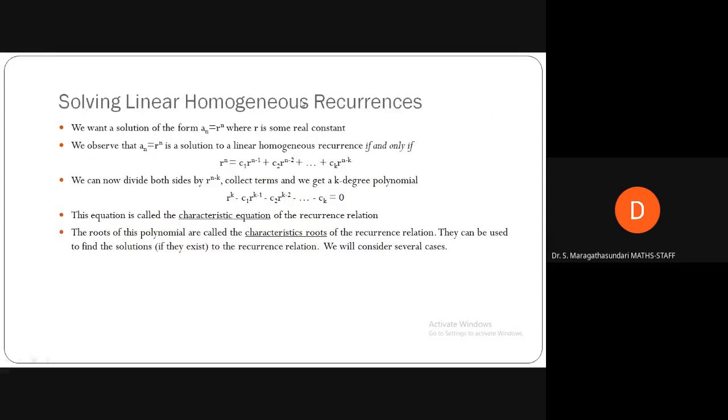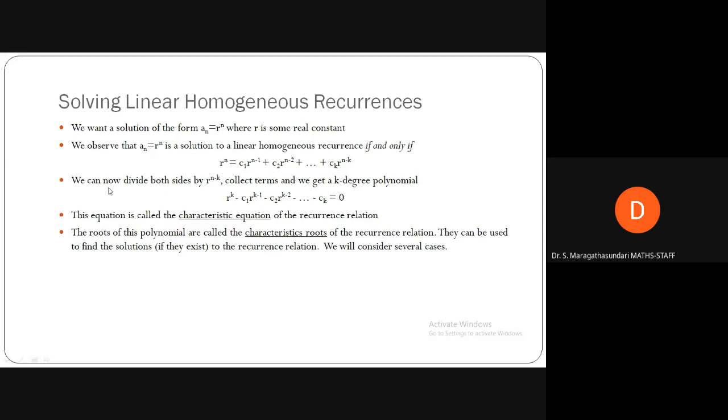So, solving linear homogeneous recurrences, some steps are given here. We want a solution of the form a_n = r^n, where r is some real constant. Just see the methodology over here. We observe that a_n = r^n is a solution to a linear homogeneous recurrence. And what is the condition here? This is the condition: if and only if r^n = c1 r^(n-1) + c2 r^(n-2) + ... + ck r^(n-k).